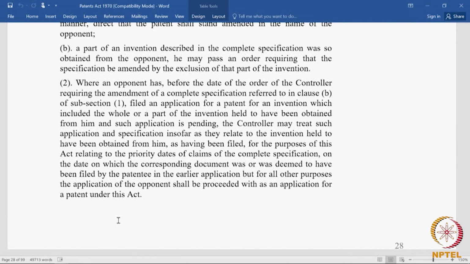Any opponent who comes and says a part of my invention is taken, the advice would be to file. You will get all the priority date because the opponent has preserved all the priority for you. Now, let us see how this proceeds.